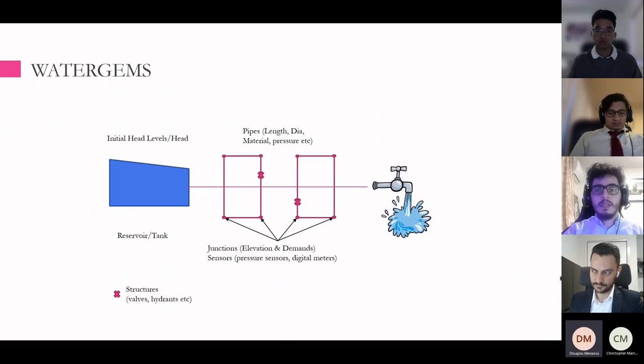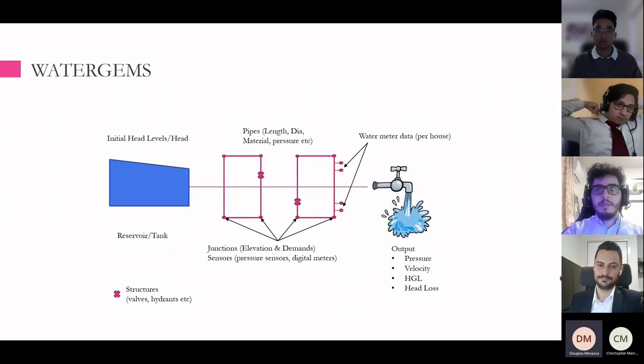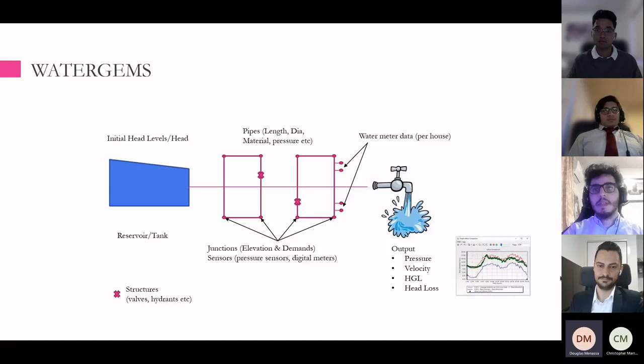Next, we add in structures such as valves and hydrants, followed by water meter data per house. Next is running the output model with the provided live SCADA data. This outputs water pressure, velocity, the hydraulic grade line, and head loss. From these results, we can analyze the outputted graphs, which show the comparisons between the network functioning without leakage and with leakage, if there is any.